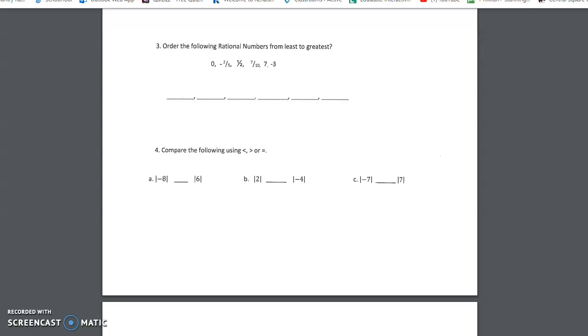Question 3. Order the following rational numbers from least to greatest. Question 4. Compare the following using these symbols.